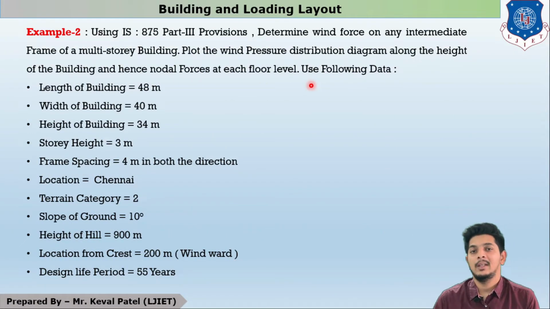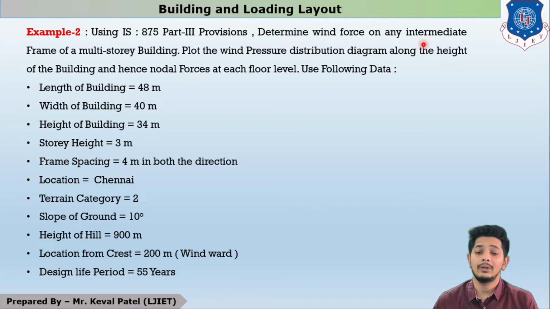Hello all. Let us discuss problem number 2 for wind load calculations. In example 1, we have seen a case when the upwind slope of the building was less than 3 degrees. Now there are different combinations for slope greater than 3 degrees. So let us take another case using IS 875 part 3.